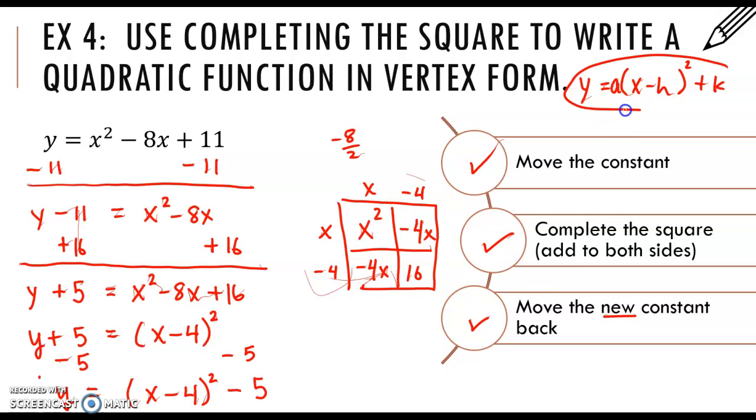Notice how it now looks like a quadratic in vertex form, and so I can easily see that the vertex is at 4 comma negative 5. The x coordinate is here, but we change the sign, and the y coordinate is here, but we keep the sign the same. I know a lot about this quadratic right now. I know that it faces up because a is 1. And I know that it is exactly as wide as the parent function. I know that it's been shifted to the right 4 and down 5. I also know the y-intercept is 11 because I know what it looks like when it's in standard form.